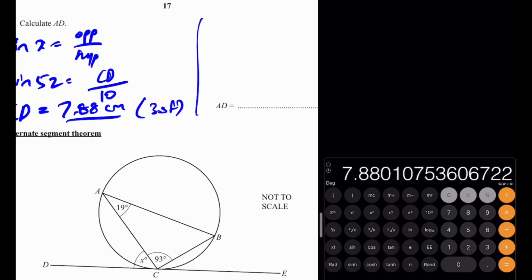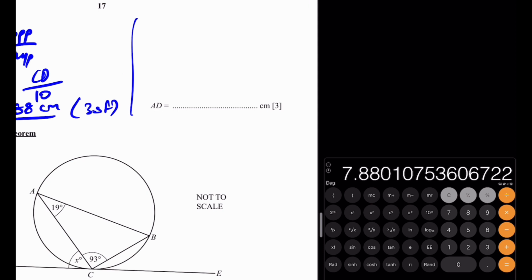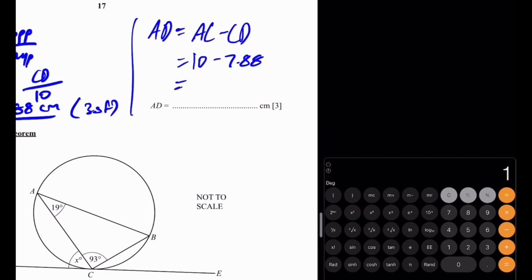Now AD is simply going to be, as we talked before, AC minus CD, which is 10 minus this new value which you have, or 7.88. And let's just do that. 10 minus 7.88, 2.12 centimeters, to 3 significant figures. And that's our final answer.